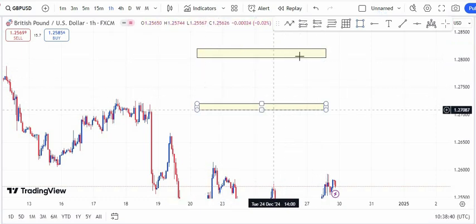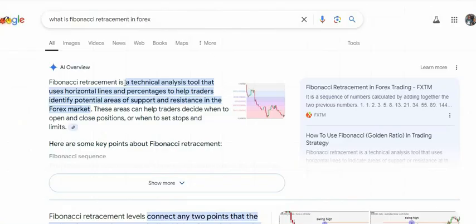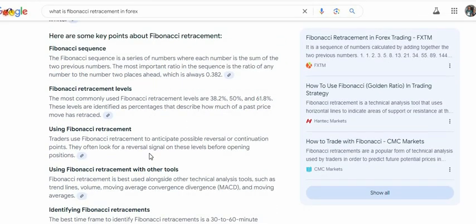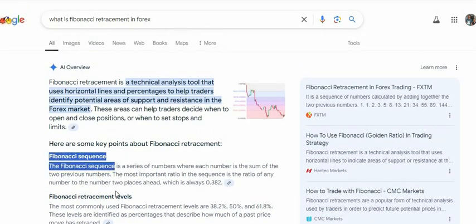Resistance, support, right? So Fibonacci retracement is a technical tool that uses horizontal lines and percentages to help traders identify potential areas of support and resistance in the Forex market. These areas can help traders decide when to open and close positions or when to set stops and limits. Now, we also have here some key points about Fibonacci retracement. We have the Fibonacci sequence, we have the retracement level, we have identifying Fibonacci retracement also, which is right there. So we're going to talk about these three: Fibonacci retracement, the sequence, and also the retracement level.